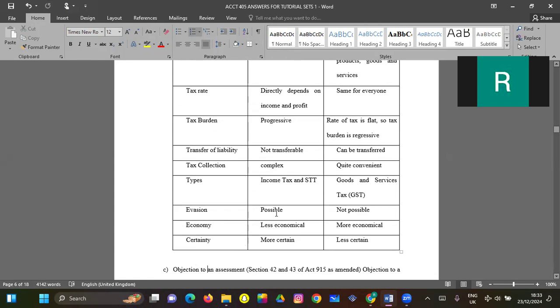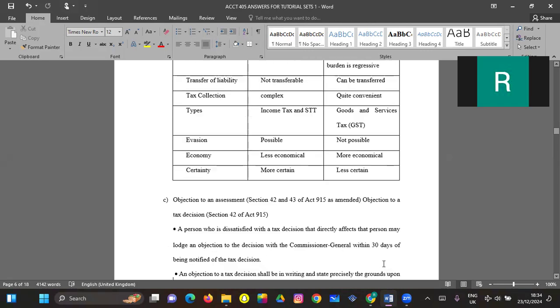So the evasion here, you can possibly evade it. Here you cannot, because you consume the good and service, and then the tax rate will be added to the price. This is less economical. The indirect tax is more economical because once the good is imported, it is more certain to get it, and yet less certain to get the direct tax.